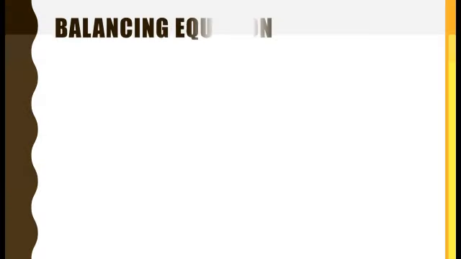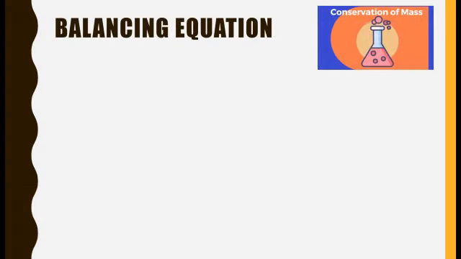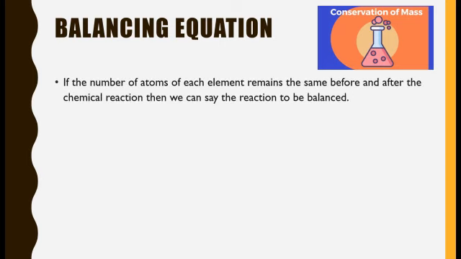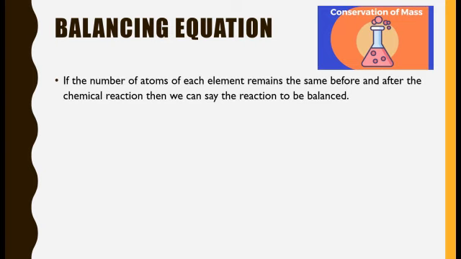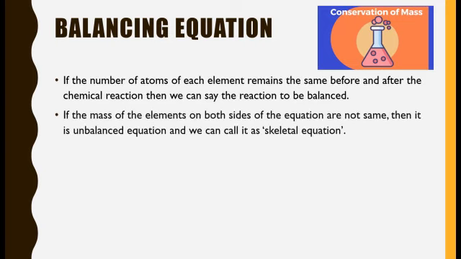Now let's see about balancing chemical equations. If the number of atoms of each element remains the same before and after the reaction, then we can say it is a balanced equation. If it's not, then it's an unbalanced equation. We can call the unbalanced equation a skeletal equation.